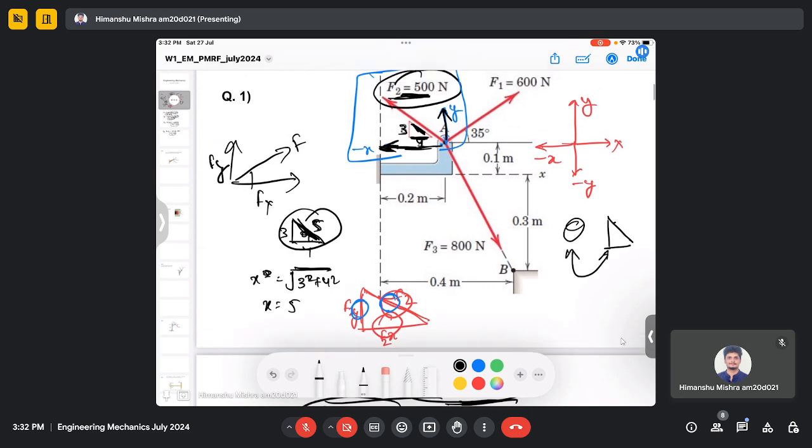But in some problems, what happens? You are not given the ratio of the sides; instead you are given the dimensions. So you are given the dimension 0.3 meter, this distance of 0.2 meter from the origin, and here it is 0.4 meter from the origin. So you are given the distances. When you are given the distances, you can find the angle first. So first you need to find the angle theta. Once you get the angle theta, then you can find the components of this force F3.